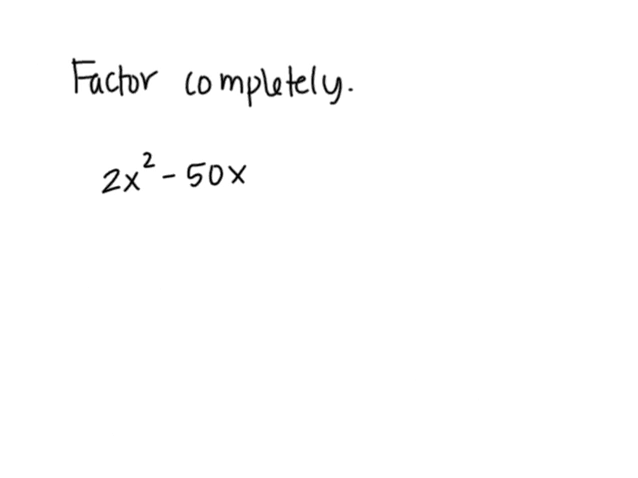My next one also has a GCF, 2x squared minus 50x. I notice that this one has a 2 and it also has an x. So my GCF is 2x. When I factor that out, what's left behind is x minus 25. And that's your answer.